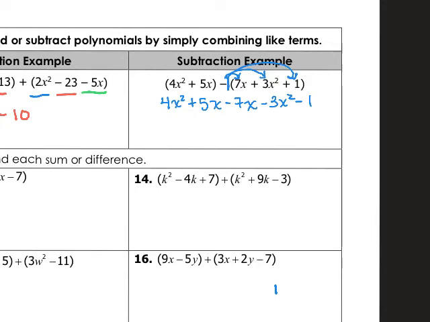Now I can combine like terms and write my full expression in standard form. The x squareds come first. If I have 4 x squares minus 3 x squares, I have 1 x squared. I have 5 x's minus 7 x's. I actually owe 2 x's. And then I have a minus 1. This is my finished subtracted polynomial.